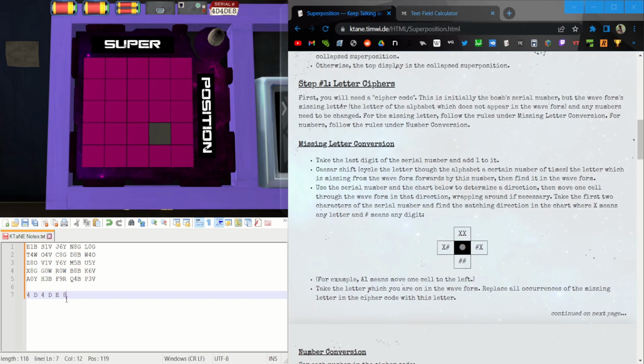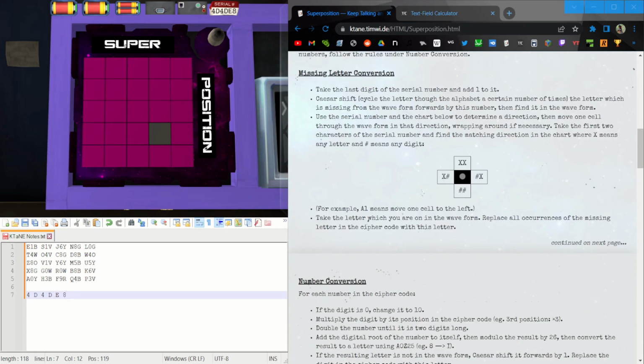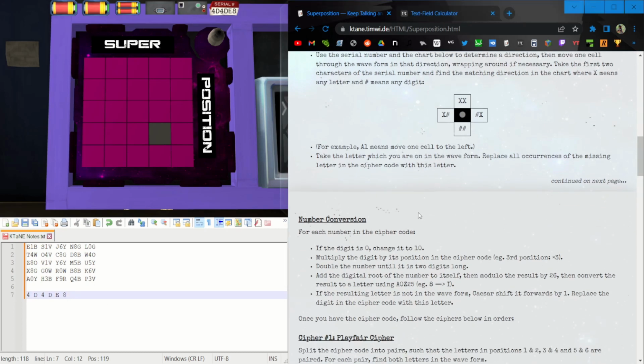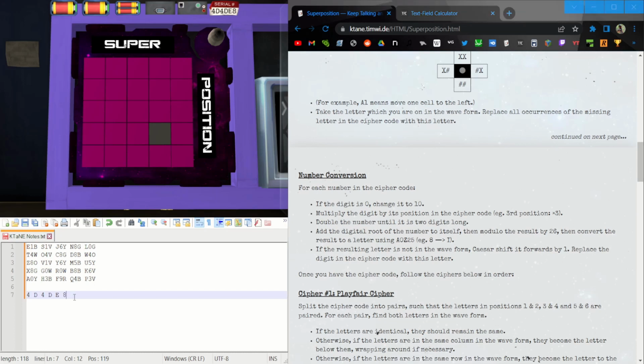Now we still have numbers, and we want to get rid of all our numbers. The way that we do this is we take each number. If it's 0, you change it to 10. Multiply the digit by its position. So the first position is a 4. 4 times 1 is still 4. We have a 4 in the third position. 4 times 3 is 12. And we have 6 in the eighth position, and 6 times 8 is 48.